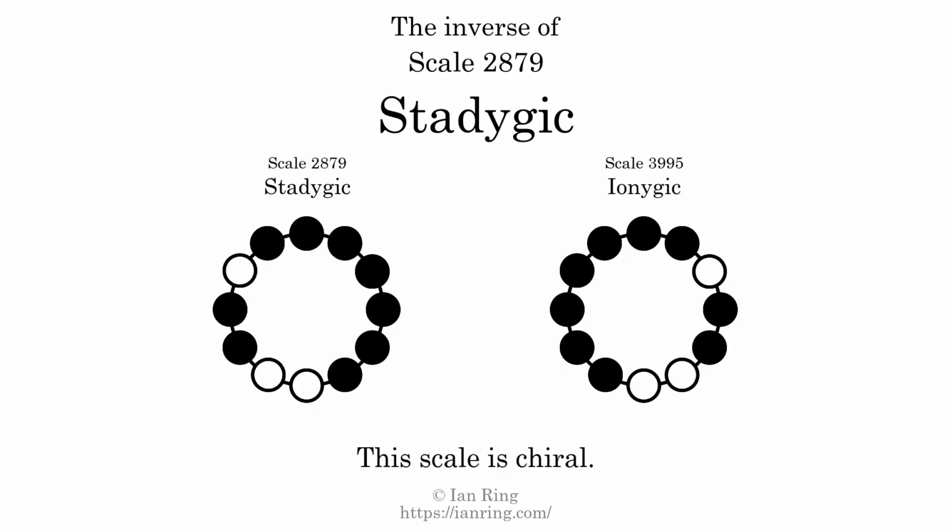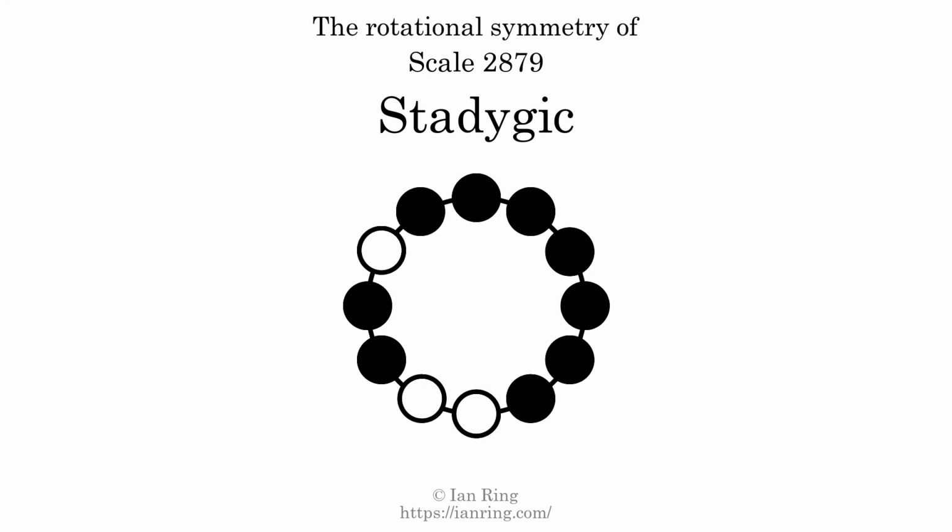The inverse of a scale is a mirror image. It is what you get when the sequence of intervals is reversed. The inverse of this scale is scale 3995, also known as Lineagic. This scale is chiral. It cannot transform into its inverse by rotational transformation. This scale has no rotational symmetry.